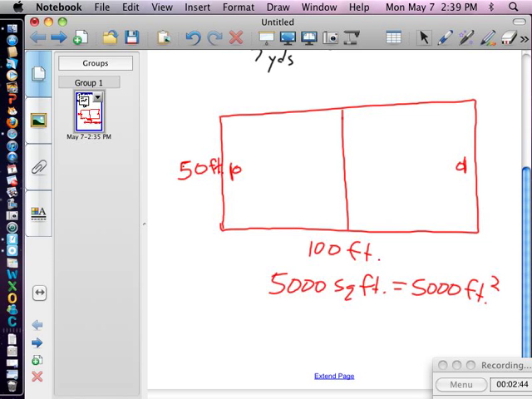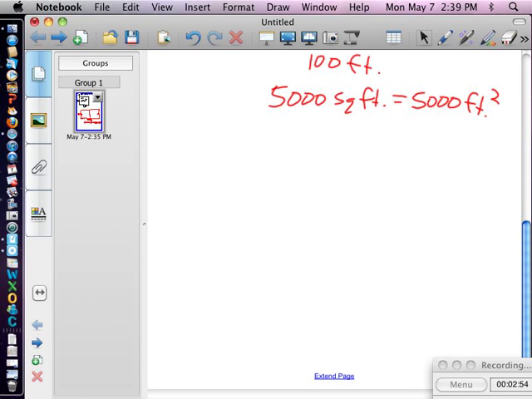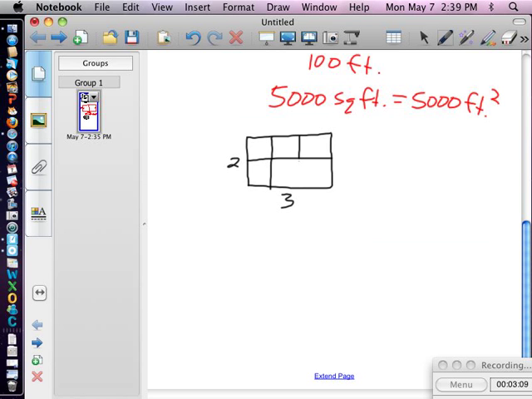The reason we use square units, now notice, remember in perimeter we used just regular units like feet or yards or inches. The reason we use square units for area, I'll use a smaller example here. Let's say we had a rectangle that was 2 units by 3 units. What we're actually doing is making, those aren't perfect squares, but you get the idea. We're making up how many squares of a specific unit size can fit in this shape.